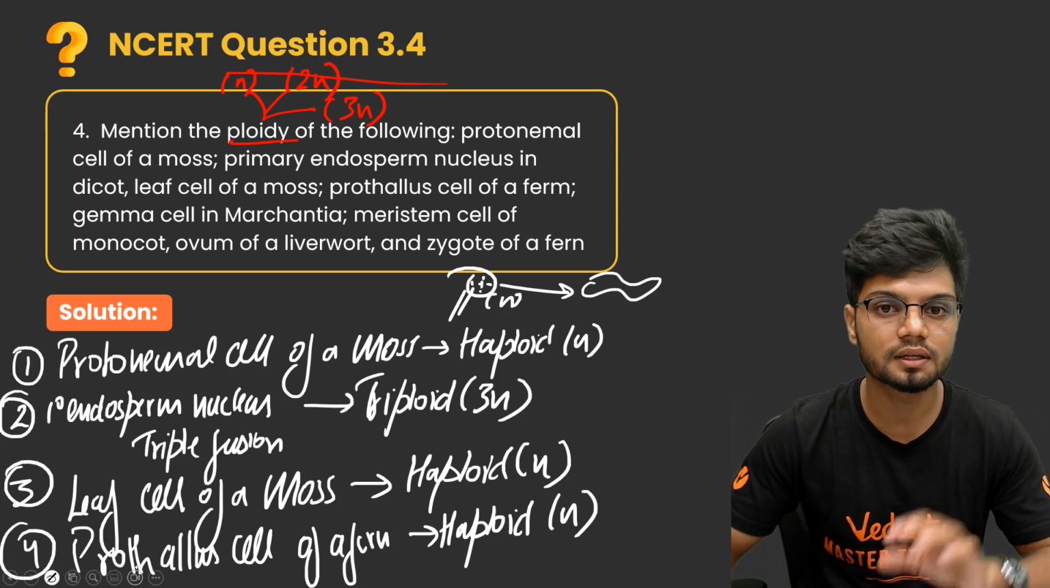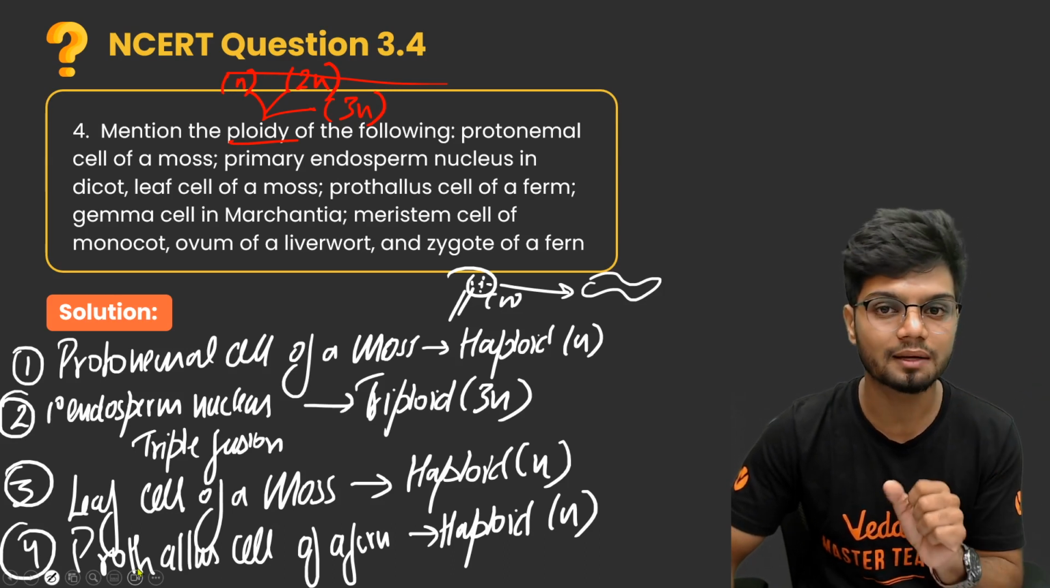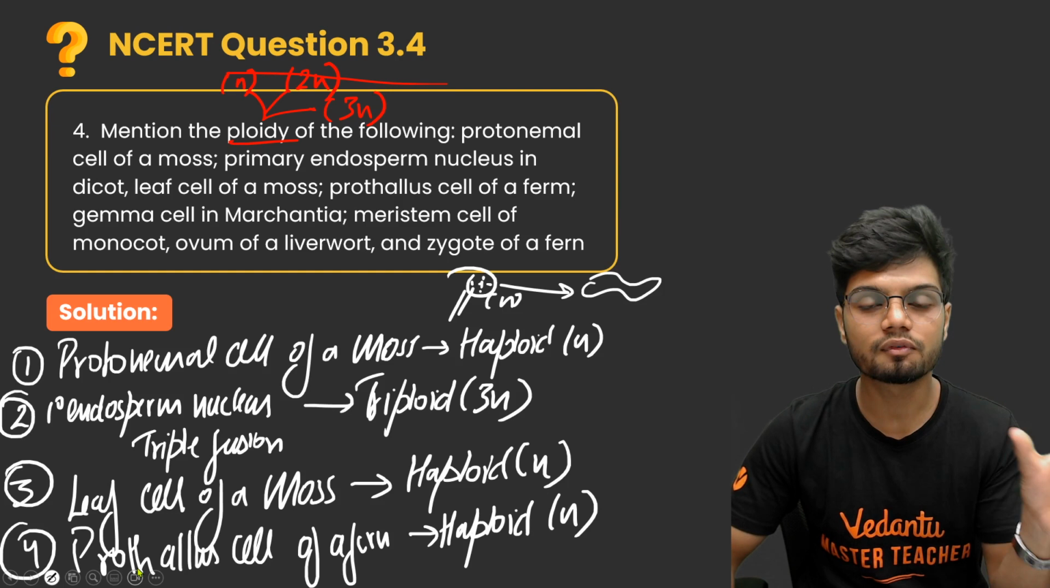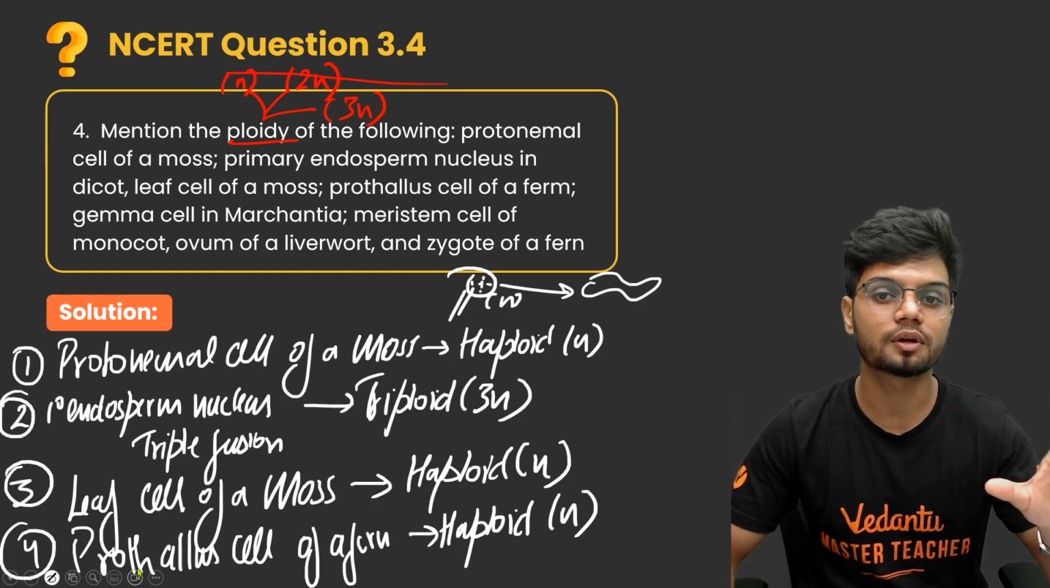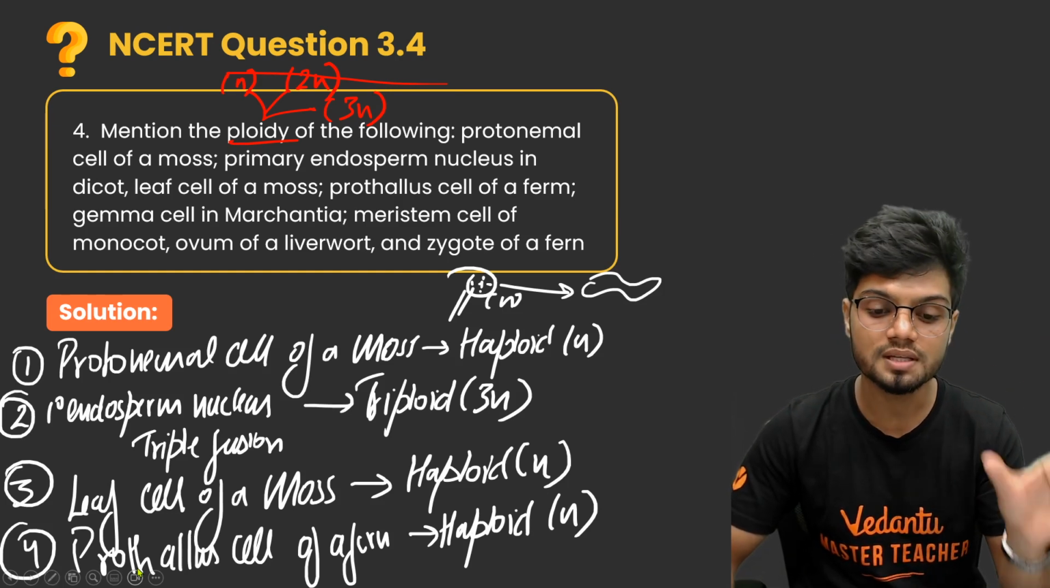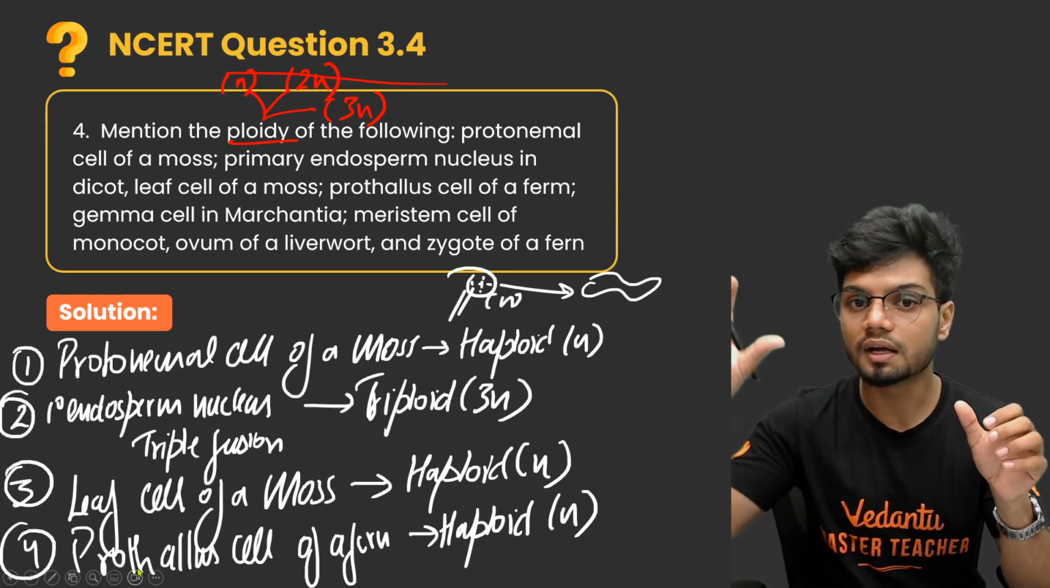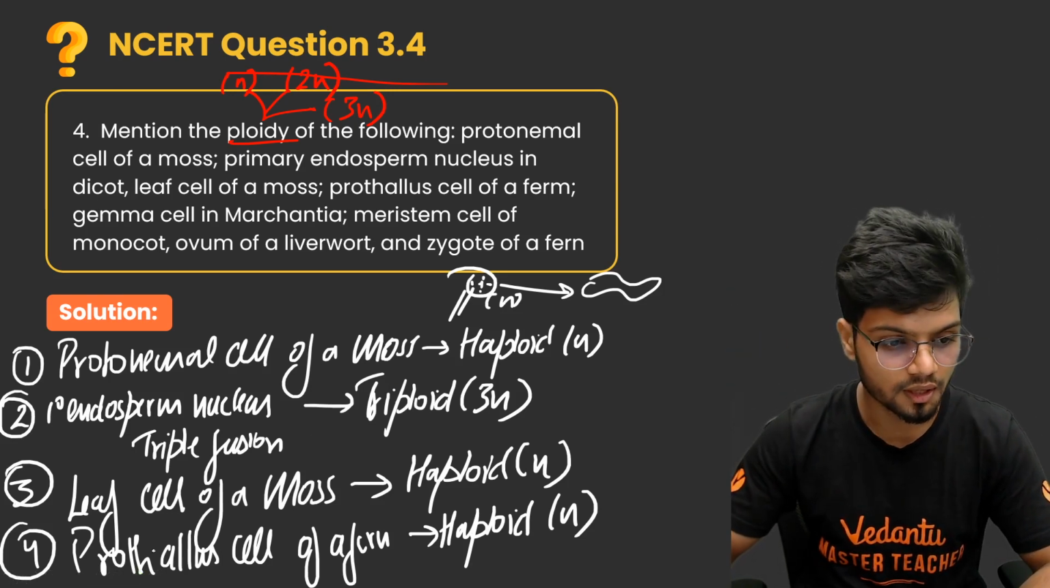The prothallus is also the gametophytic plant body in the fern. We know the gametophytic phase is always haploid in nature. The sporophyte is diploid in nature.